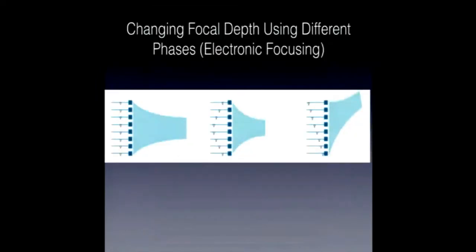Okay, and this is representing it again. On the left-hand side, we have a focal point which is more distant, and then in the middle, it's a little closer in the near field, and then on the right is where we're steering it upwards.